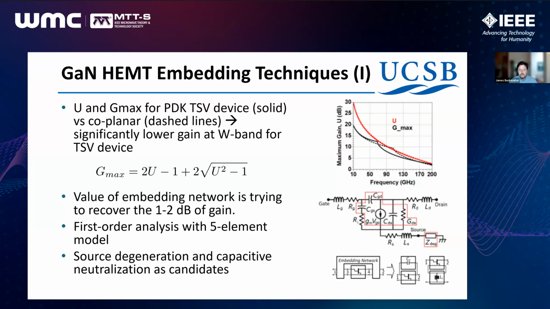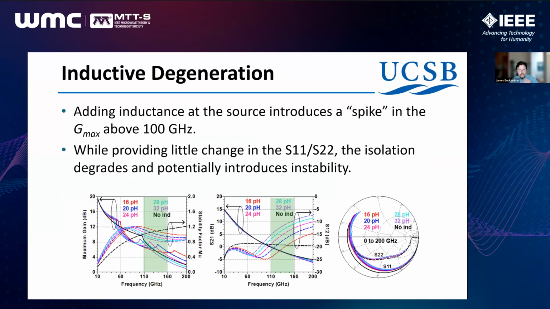So the first examples will consider source degeneration, inductive source degeneration, and capacitive neutralization, which are two very commonly understood approaches to gain boosting. In the context of inductive degeneration, what ends up happening with the GaN HEMT is that we can introduce a second spike in the gain in the Gmax response, and you see this when you look at the higher frequencies in green here. These are, for instance, a band of interest between 110 and 160 gigahertz.